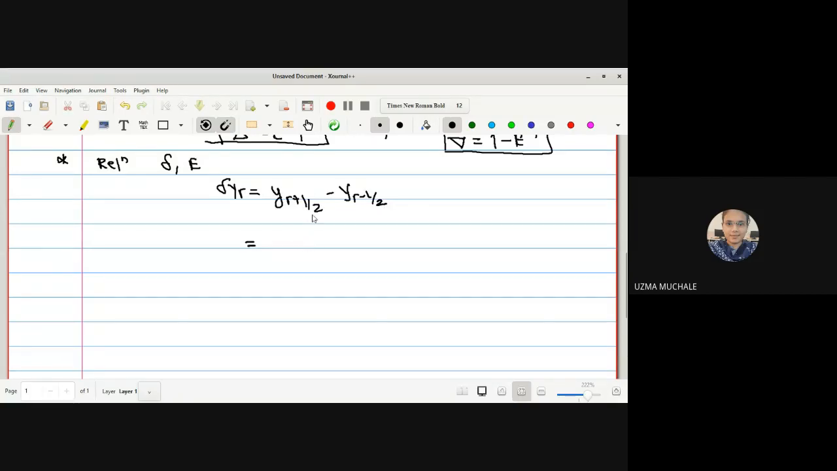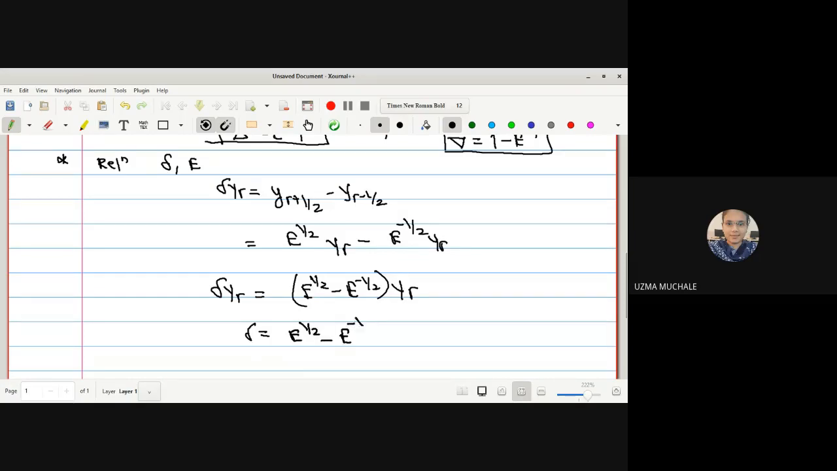Which is equal to, now this y_{r+1/2} I can write as E raised to plus half y_r minus E raised to minus half y_r, which is equal to E raised to half minus E raised to minus half if I take y_r common. So now y_r is any value of y from the table, and hence we can write delta is equal to E raised to half minus E raised to minus half. This is the third relation which we have obtained.